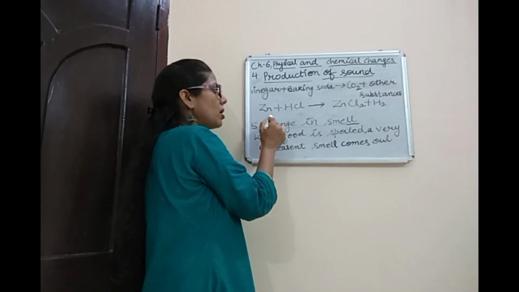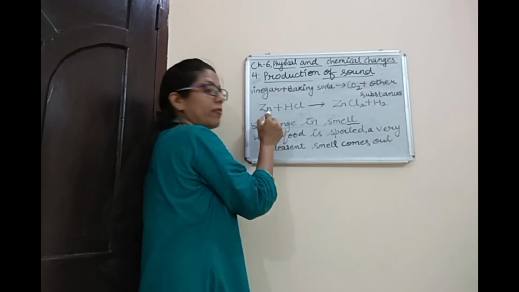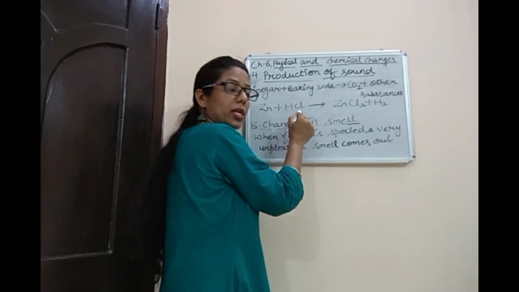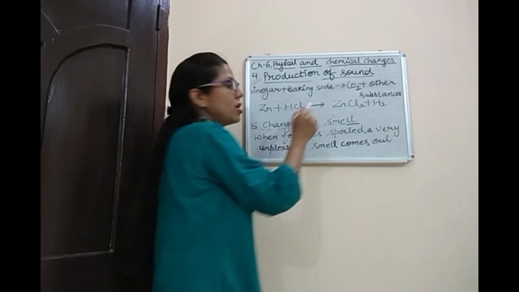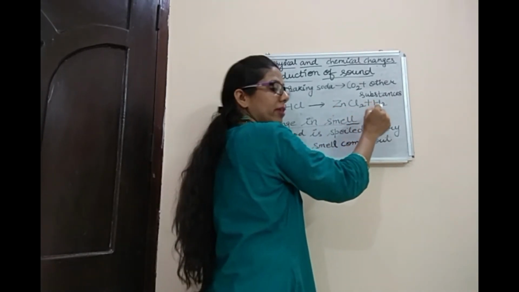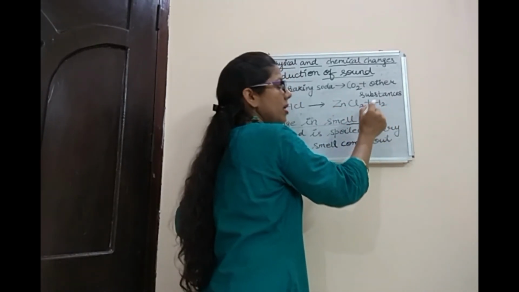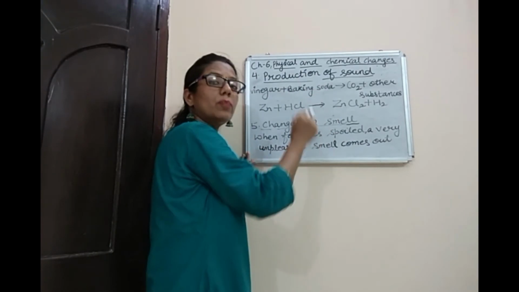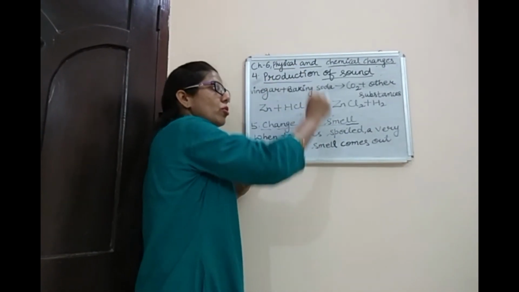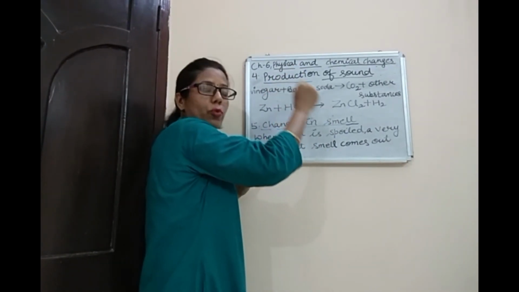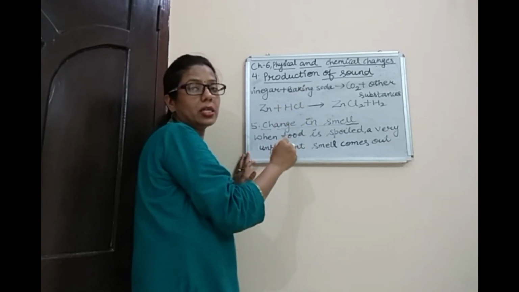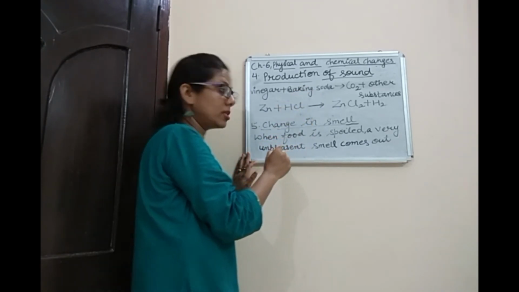Next example of this characteristic: when zinc and hydrochloric acid react with each other, they form zinc chloride and release hydrogen gas. And this hydrogen gas is released with a pop sound. So in both the examples, sound production is there. This is a characteristic of a chemical change.